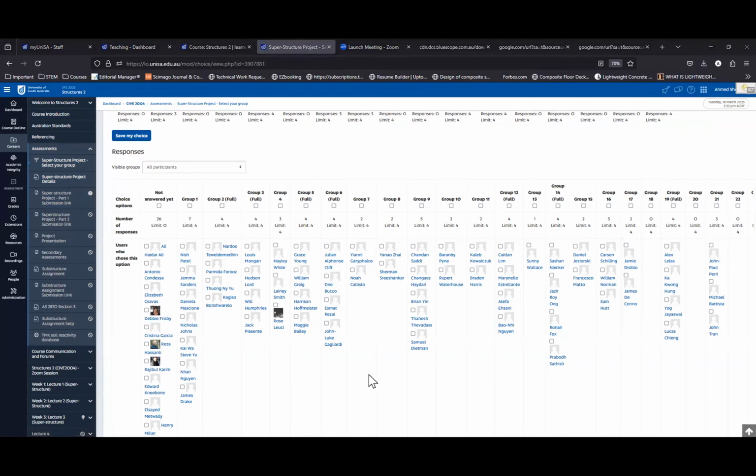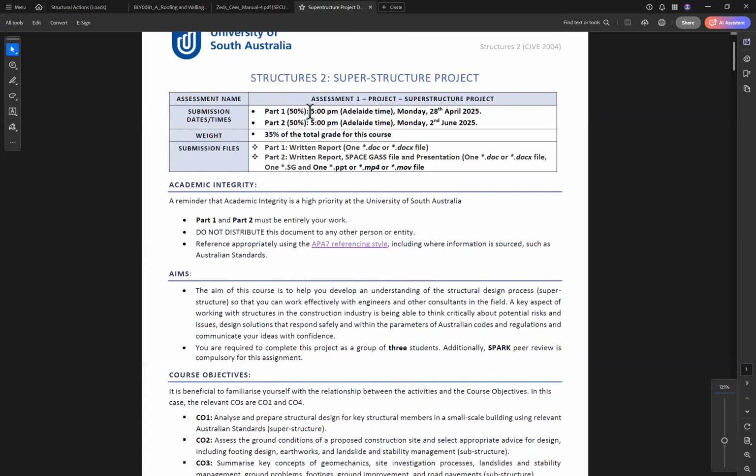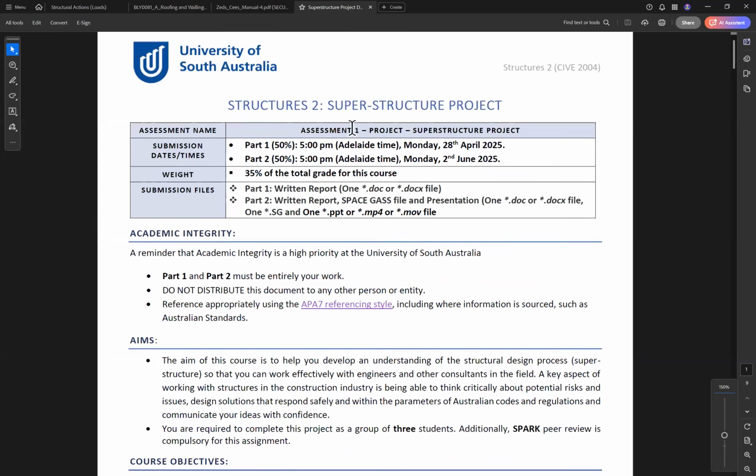So if we look at the assessment details, as you can see, structured projects, we have two parts of the project. The project in total is 35% of the whole grade. So 50% of it, which is 17.5, is part 1, and 17.5 is part 2.